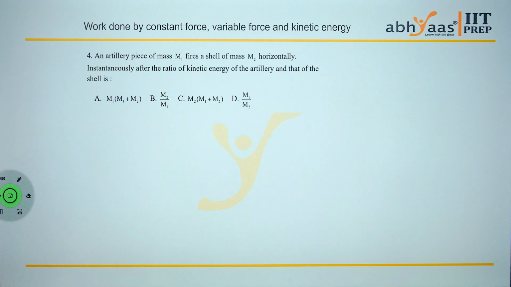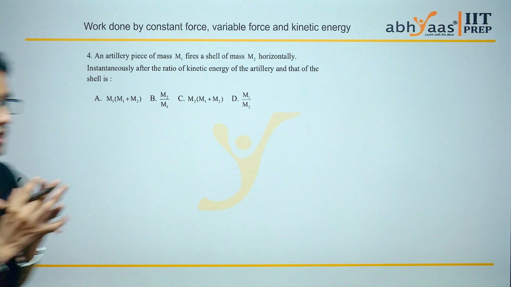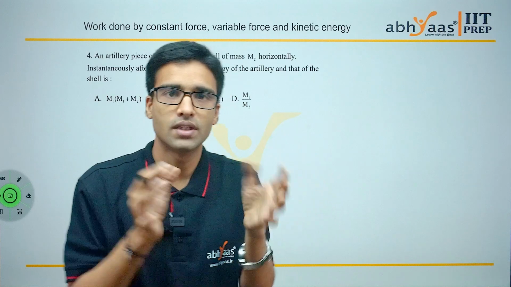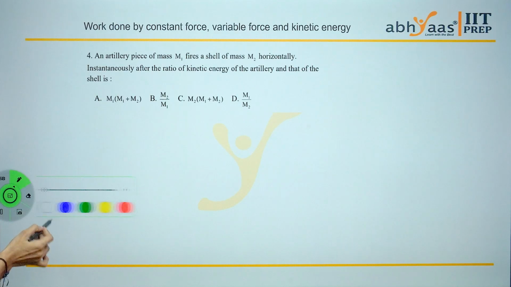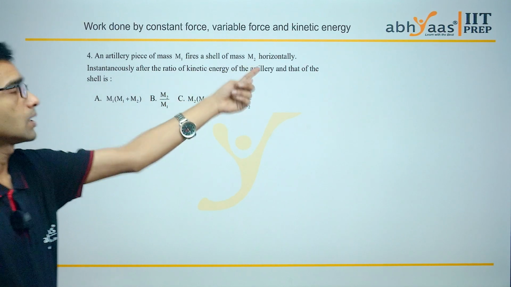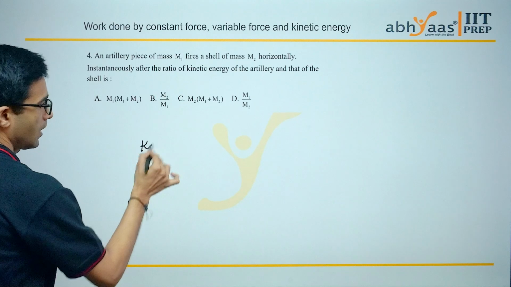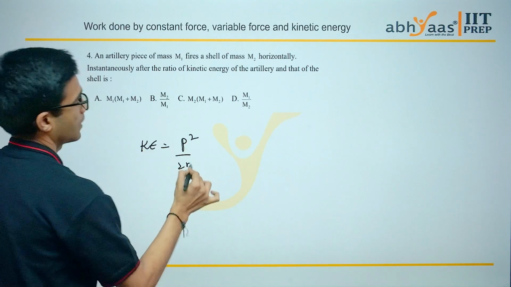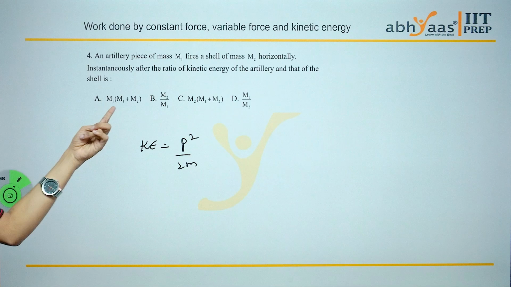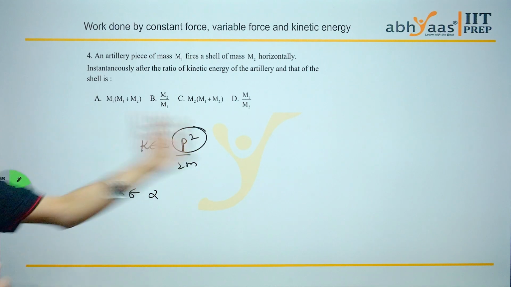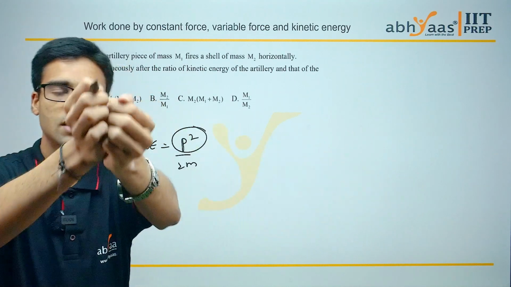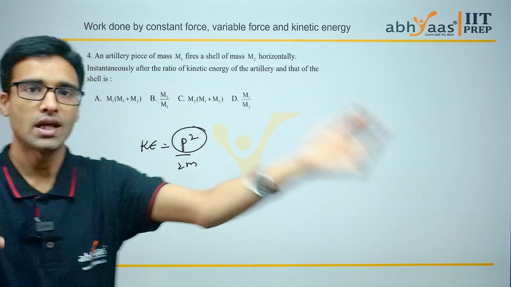Now again another one. Here an artillery piece of mass m1 fires a shell of mass m2 horizontally. So what happened here? Before firing there is no momentum, but after firing, the momentum of the artillery is equal to the momentum of the shell. From the formula KE is equal to p square by 2m. What is asked? KE of artillery divided by KE of shell. If momentum is the same, the artillery momentum and shell momentum are the same, because it comes from that only. Initially there is no momentum, but the direction is opposite.